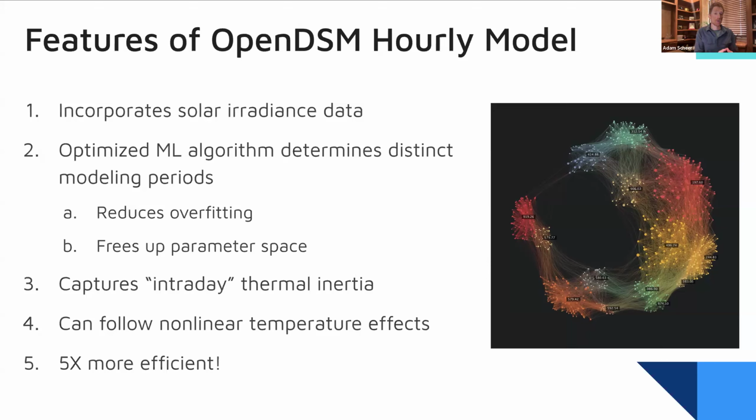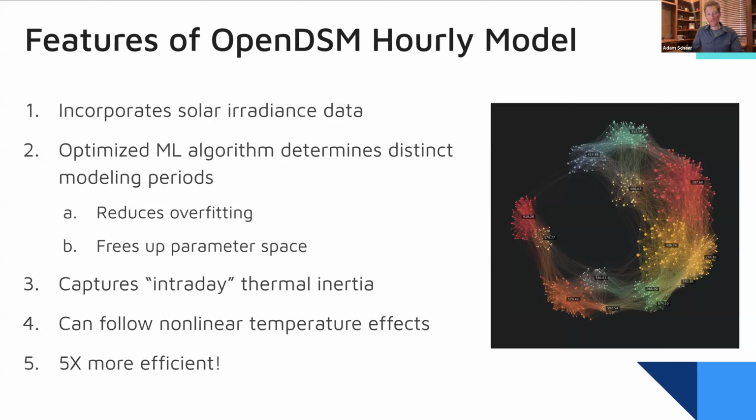It creates overfitting problems in the model. Now we have an algorithm that does that intelligently, so that if a building just has one or two independent periods, we can identify that and we can reduce the burden of overfitting. We can use that parameter space for other more important problems that we're trying to address. Then the new model also captures intraday thermal inertia. So if it's really hot, if it's really cold, whatever it is, and that changes consumption patterns through the day, we can pick up on that now.